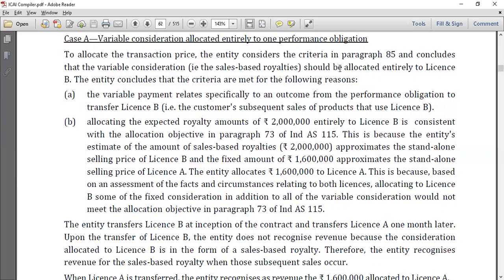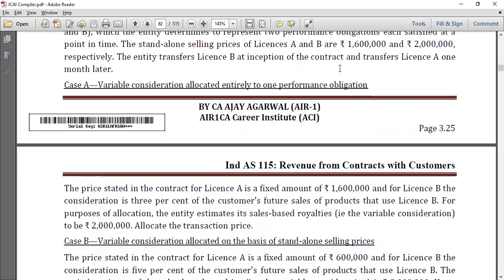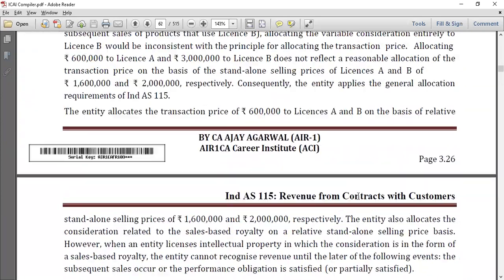The entity concludes that the criteria are met for the following reasons. First reason: there is a variable payment relating specifically to the outcome of a performance obligation to transfer license B only. Second, the expected royalty of 20 lakhs is entirely allocated to it. In the question, for license B it is 3% of the customer's future sales, and that 3% of the customer's future sales will be 20 lakhs. So this 20 lakhs matches the license B price.